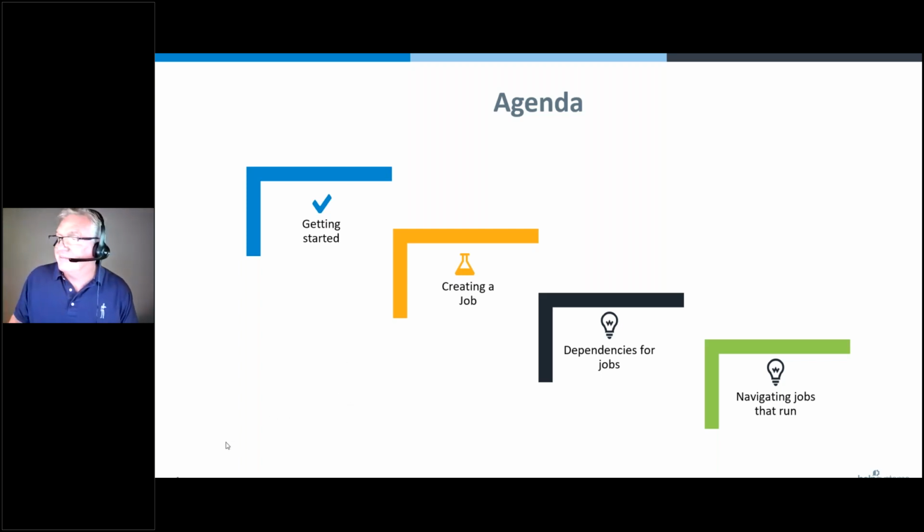What we're going to do is dive into the basics, navigating around Robot. We're going to talk about creating a job and what that's all about, because there's multiple ways you can do that: green screen, GUI, and a couple other ways. We've got some commands. I'm going to spend some time talking about dependencies for jobs, and then we'll talk about navigating and some advanced topics.